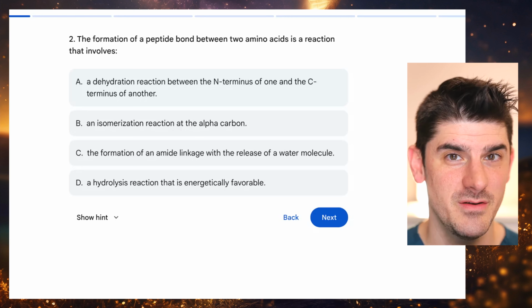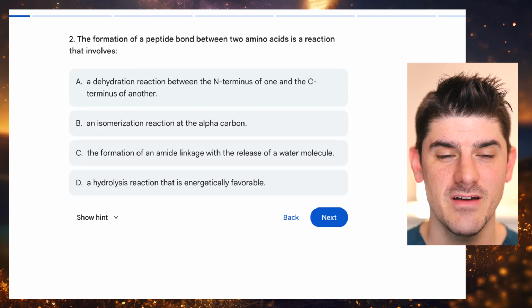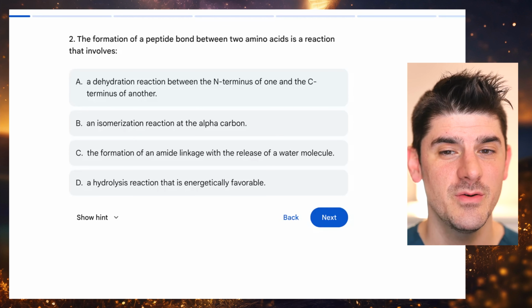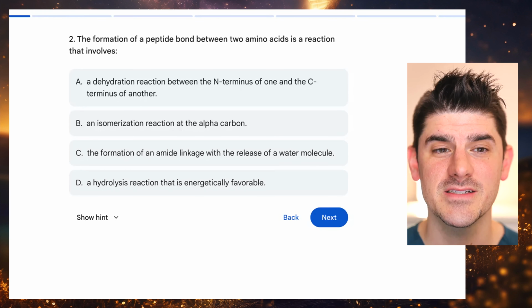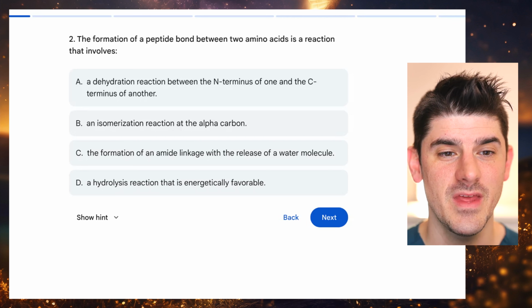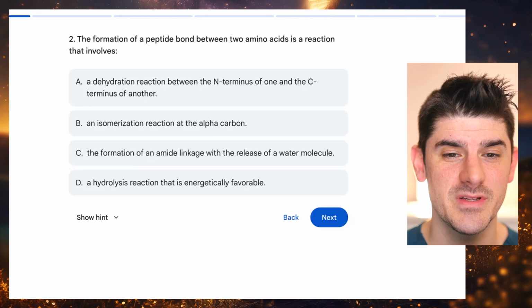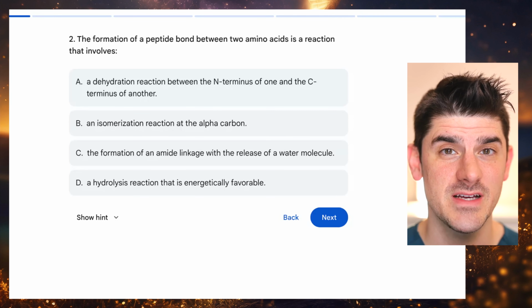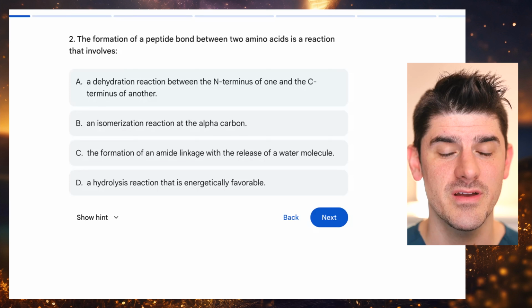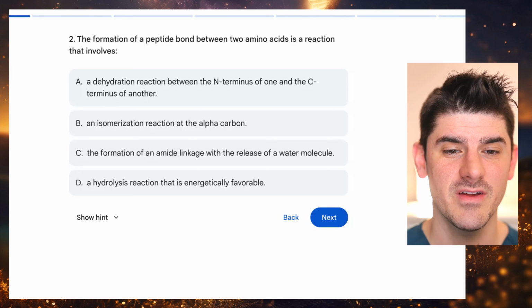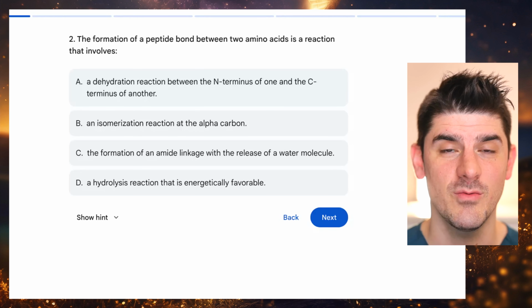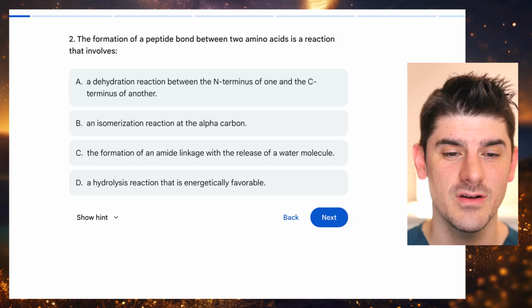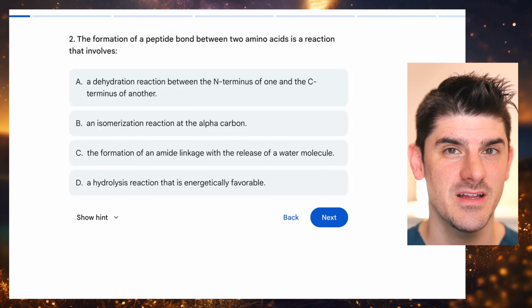All right, number 2. The formation of a peptide bond between two amino acids is a reaction that involves A, a dehydration reaction between the N-terminus of one and the C-terminus of another. B, an isomerization reaction at the alpha carbon. C, the formation of an amide linkage with the release of a water molecule. Or D, a hydrolysis reaction that is energetically favorable.